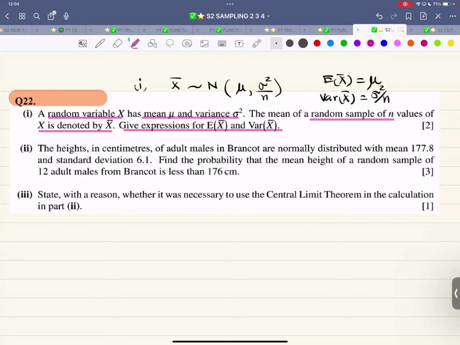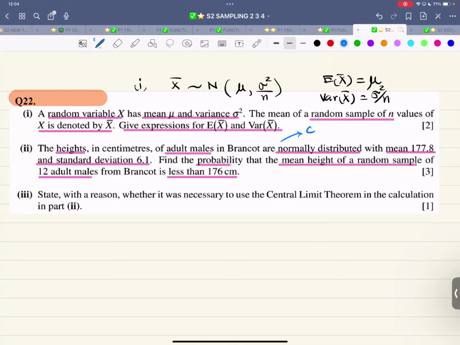Now the second part. Now the question says the heights in centimeters of adult males in a town is normally distributed with mean 177.8 and standard deviation 6.1. Find the probability that the mean height of a random sample of 12 adult males from this particular town is less than 176. It's already normal distribution. So therefore, CLT doesn't have to be used. Therefore, the sample size does not matter. So keep these 2 things in mind.